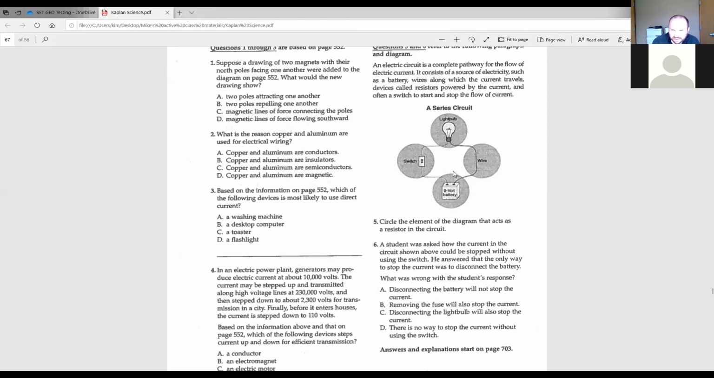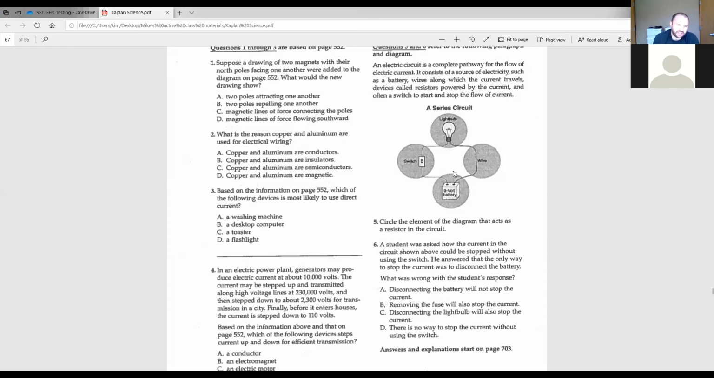C, disconnecting the light bulb will also stop the current. Okay, sounds like potentially the right answer. Or D, there is no way to stop the current without using the switch. Well, we know D is wrong because we know at the very least you can use the switch or you can unplug the battery. But C is the right answer here because disconnecting the light bulb also stops the current.